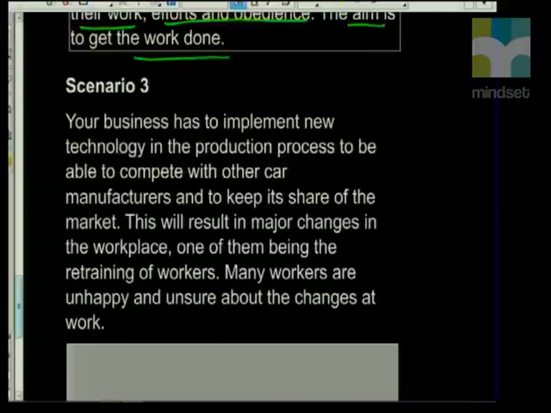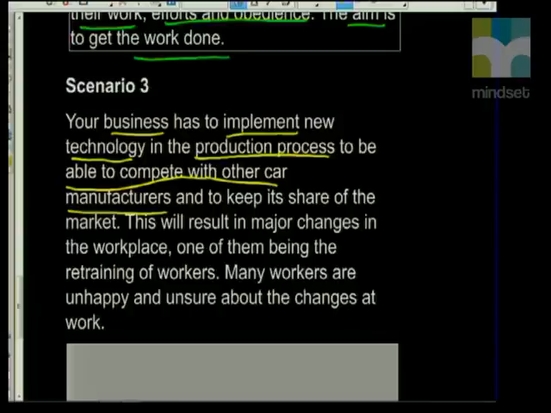The third scenario for this question, let's have a look at this one. So what it says, your business has to implement new technology in the production process to be able to compete with other car manufacturers and to keep its share of the market.